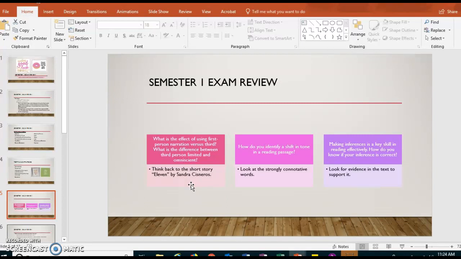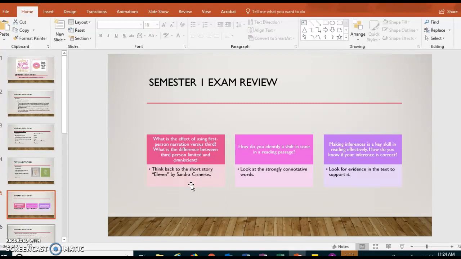So look at that. How do you identify the shift in tone? Look at the strongly connotative words. So look at the figurative language, and if we're talking about a happy tone, an angry tone, a sad tone, like what we just did in the FDR speech, right? Or the speech where we read Lou Gehrig. So look at those. What was the tone in those? So think of those things.